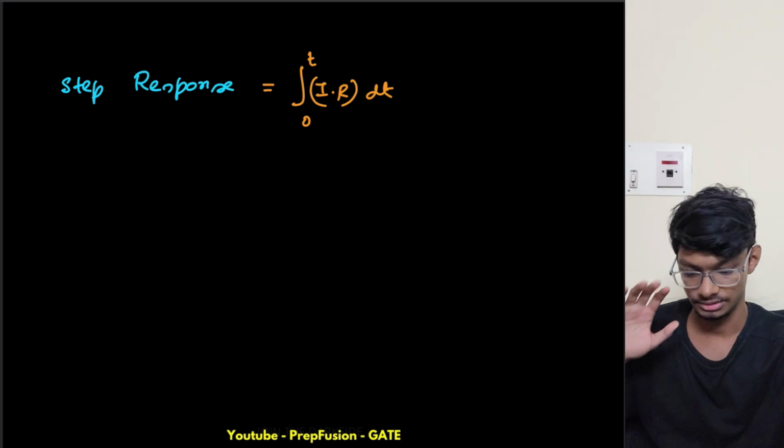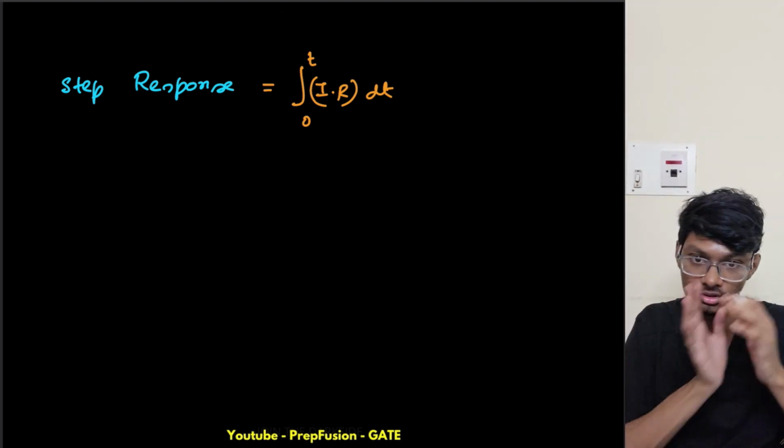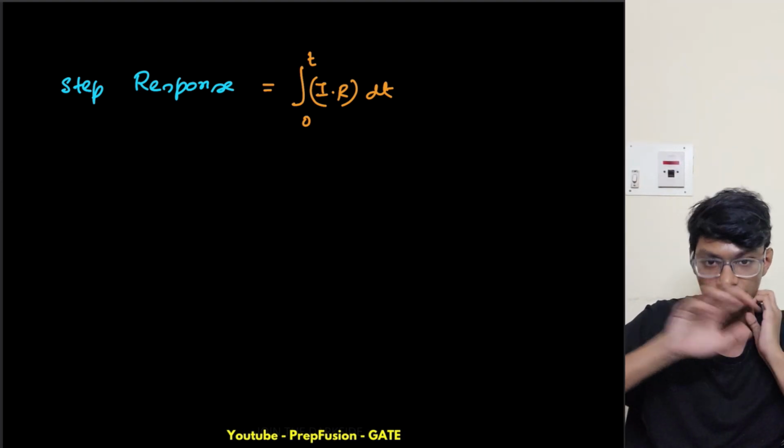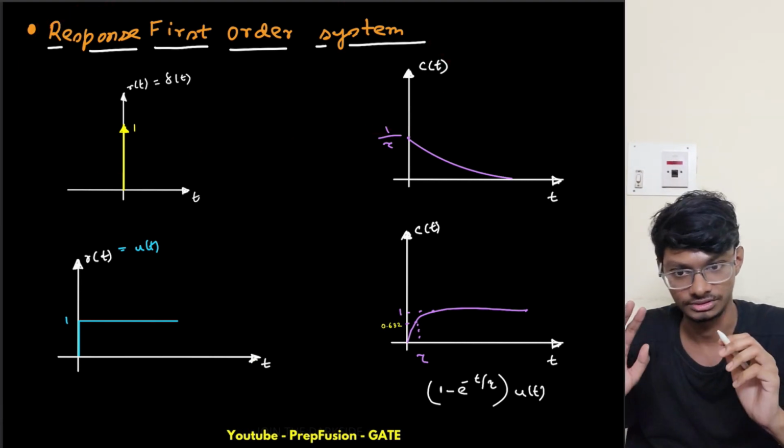Okay, now this was what I was writing: my step response is equal to the integration of the impulse response, right? So that's how we derive the step response from the impulse response. So these were a few responses for a first order system. I hope you remember it.